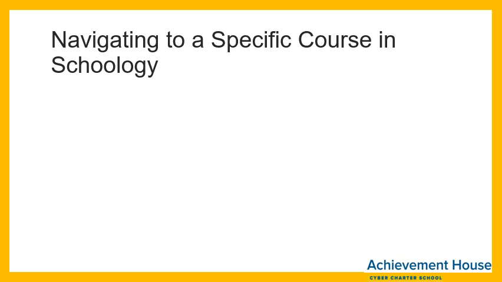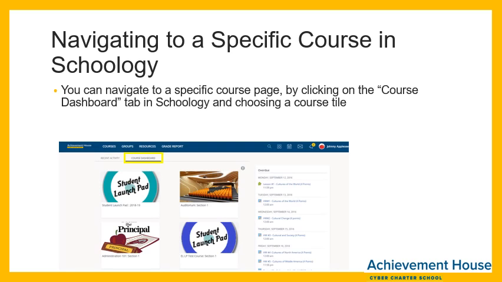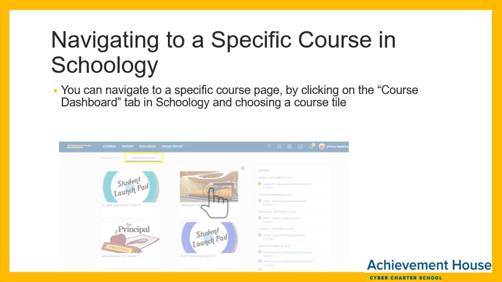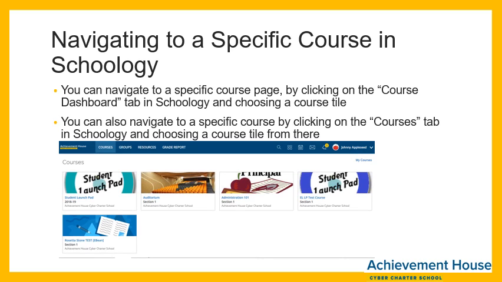When it comes to navigating to a specific course in Schoology, you can navigate to a specific course by clicking on the Course Dashboard tab in Schoology and choosing a course tile. The course dashboard is shown here in the yellow box on your screen. Then, click on the specific course you want to access. You can also navigate to a specific course by clicking on the Courses tab in Schoology and choosing a course tile from there.